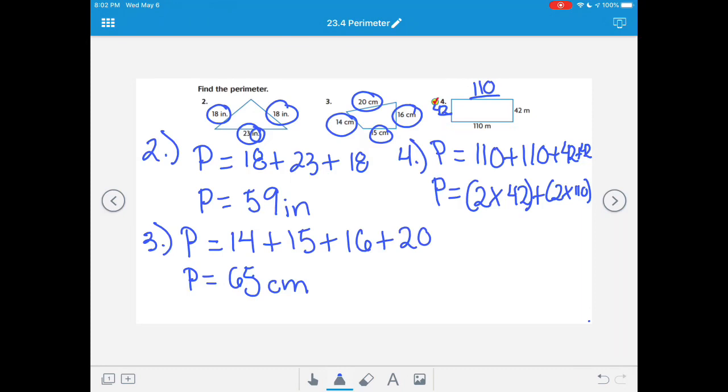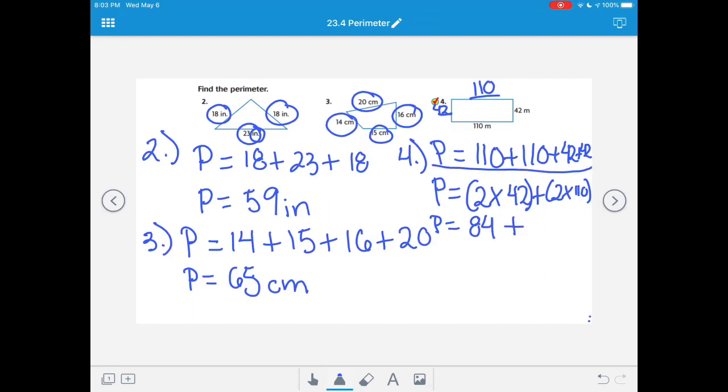No matter which way I solve this, my answer is going to be the same. Let me show you first with the special formula. So in my calculator, how I'm going to solve this is I'm going to type first 2 times 42. That equals 84. I'm going to next multiply 2 times 110.